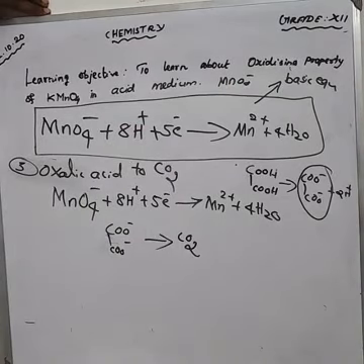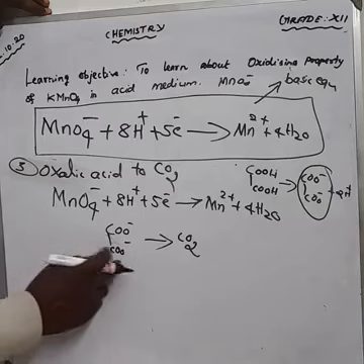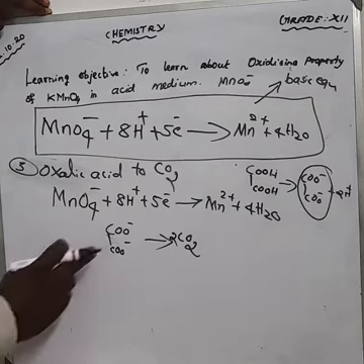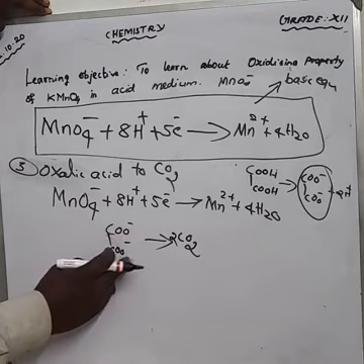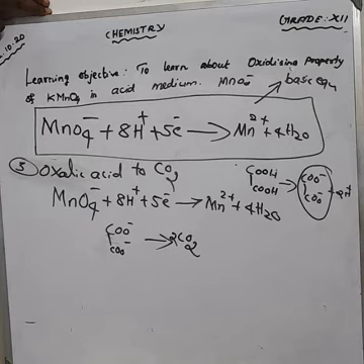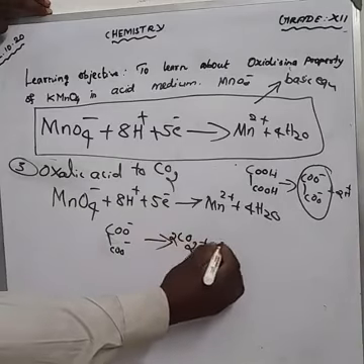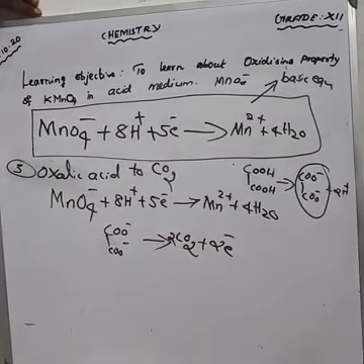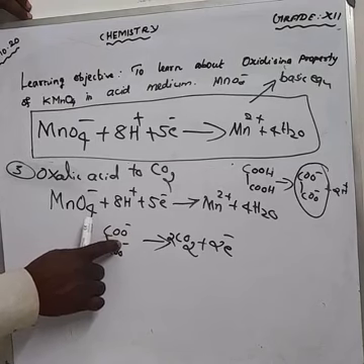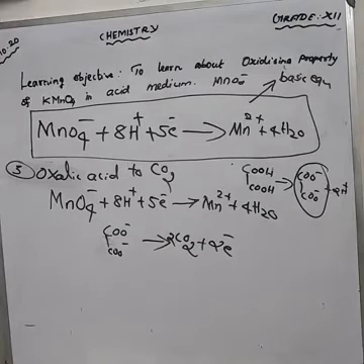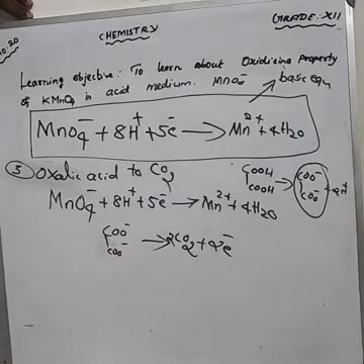Now we have to balance the elements. How much carbon is there? 2 carbon, and here only 1 carbon, so make it 2. How much oxygen is there? 1, 2, 3, 4, and here 2 twos are 4. Clear? Also balance the charge. Here we have 2 minus, so write 2 electrons here. Like that we write 2 minus 2 electrons.